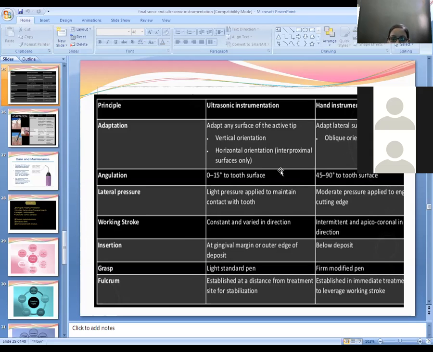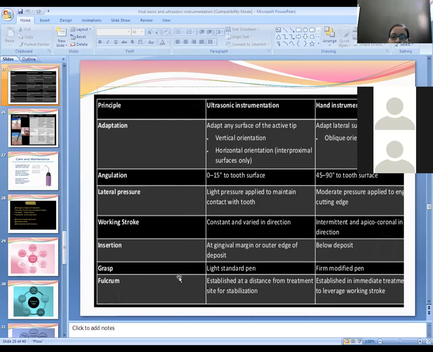The working stroke in ultrasonic scaling is constant and varying in direction, while in hand scaling it is intermittent and apicocoronal in direction. The insertion of a tip in ultrasonic scaling is at the gingival margin or at the edge of a deposit, while in hand scaling, it should be below the deposit.